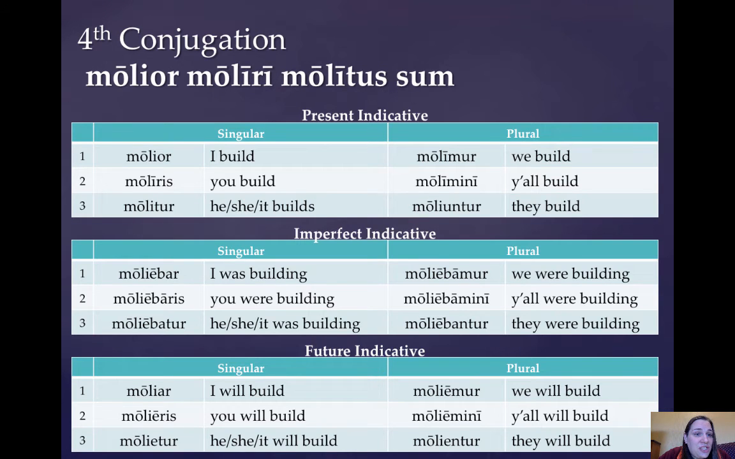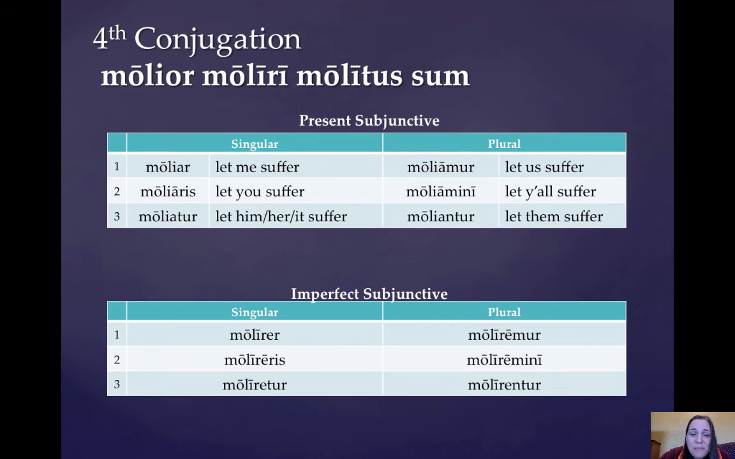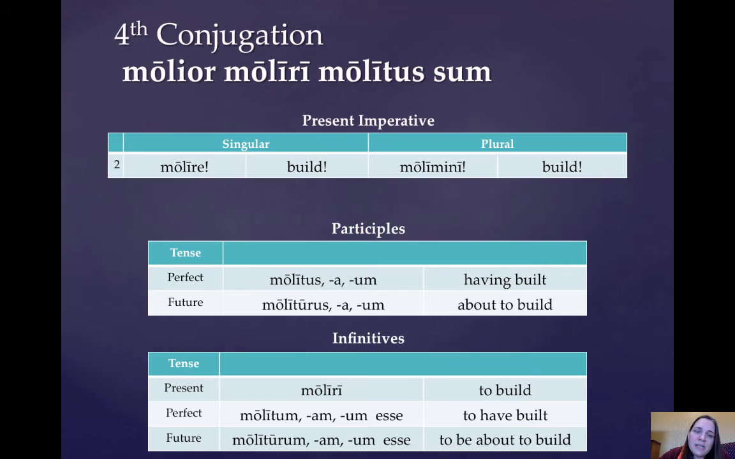Okay, our last conjugation, mōlior, mōlīrī, mōlītus sum. So our present, imperfect, and future indicative. The perfect, pluperfect, and future perfect indicative. Present subjunctive, imperfect subjunctive, perfect and pluperfect subjunctive. And then our imperatives, singular mōlīre, plural mōlīmini, build.